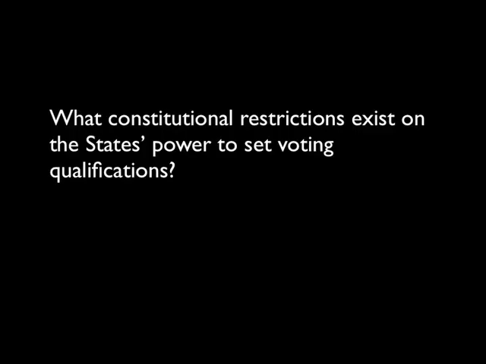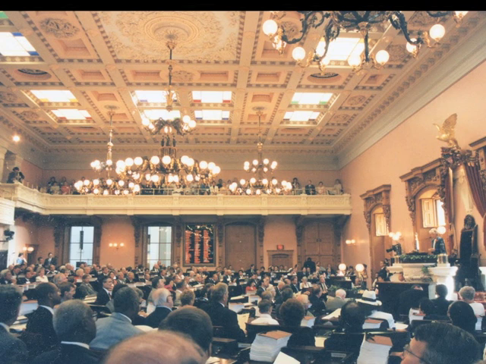What constitutional restrictions exist on the state's power to set voting qualifications? Any person whom a state allows to vote for members of the most numerous branch of its own legislature must also be allowed to vote for members of Congress. No state can deprive any person the right to vote on account of race, color, or previous condition of servitude.